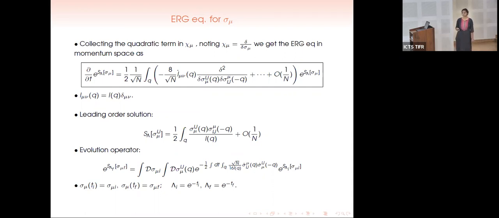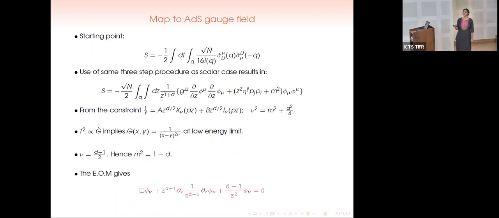And sigma mu I have the following boundary conditions. So the rest is the same as what we did in the scalar case. We take the Euclidean action as this, then use the same 3-step procedure as in the scalar case, and we can write an expression like this. Now in this action, if we choose this constant 1 by f, and with this constant nu square is equal to m square plus d square by 4.